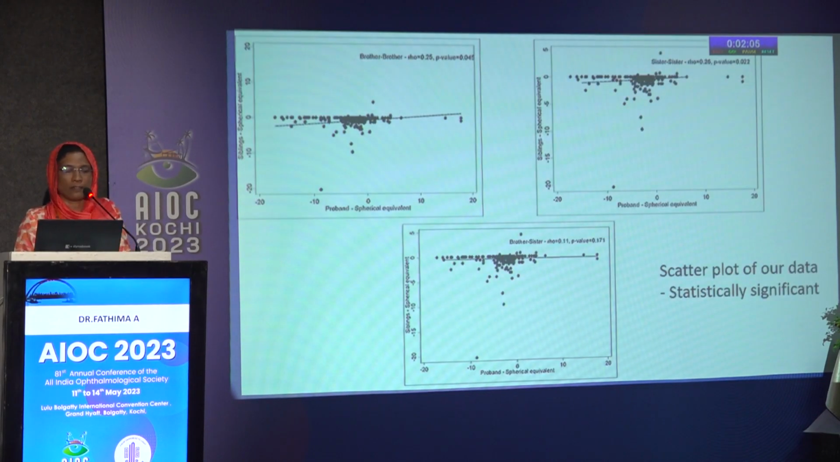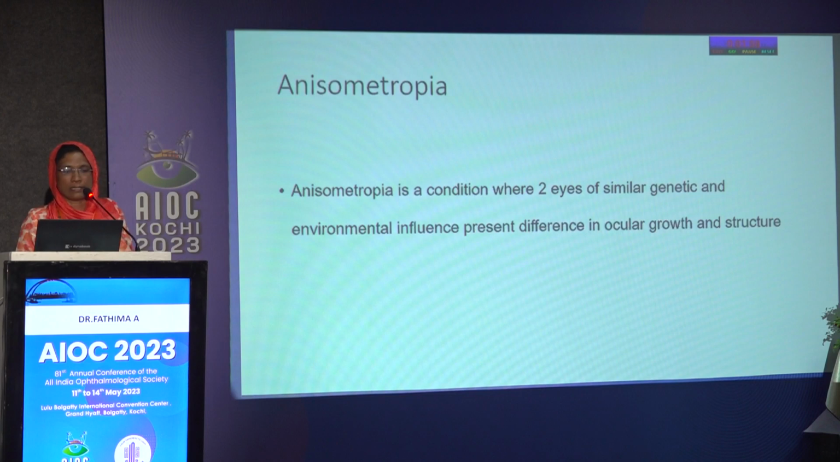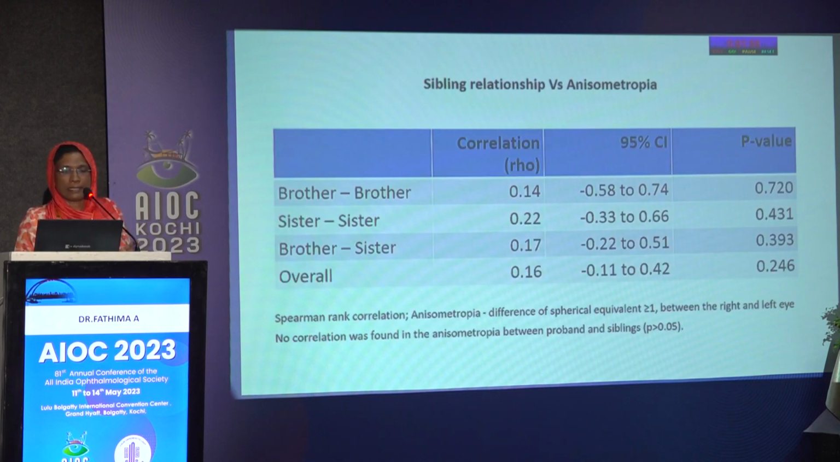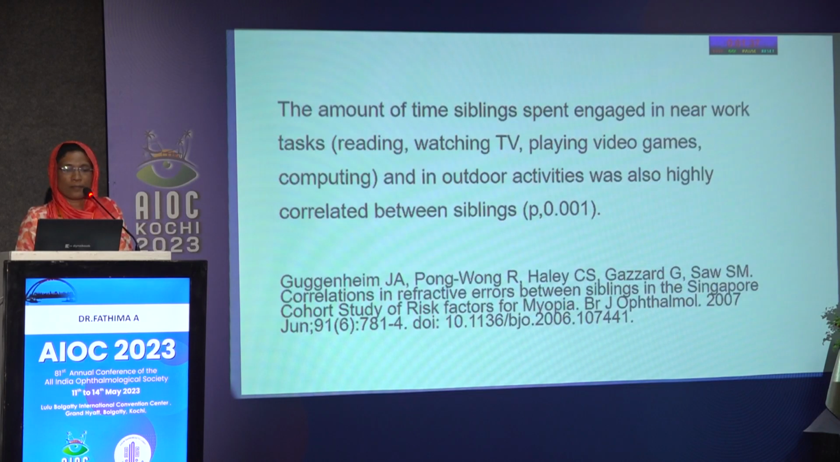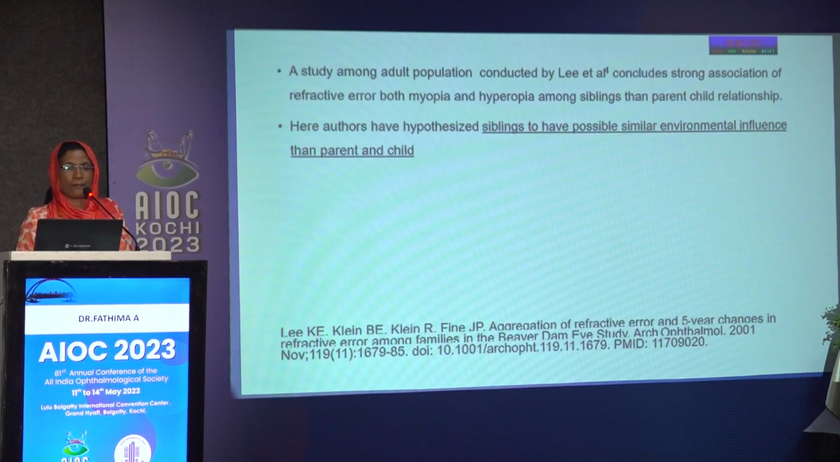This is the scatter plot of our data, where the first and second show positive inclination, brother-brother and sister-sister data. Coming to anisometropia and sibling relationship correlation, even though there was minimal positive correlation, it was not statistically significant. Coming to the correlation of engagement in activities, near and outdoor activities, there was highly statistically significant correlation among probands and siblings. A similar result was observed by Guggenheim et al., that the amount of time spent by proband and sibling was almost the same.